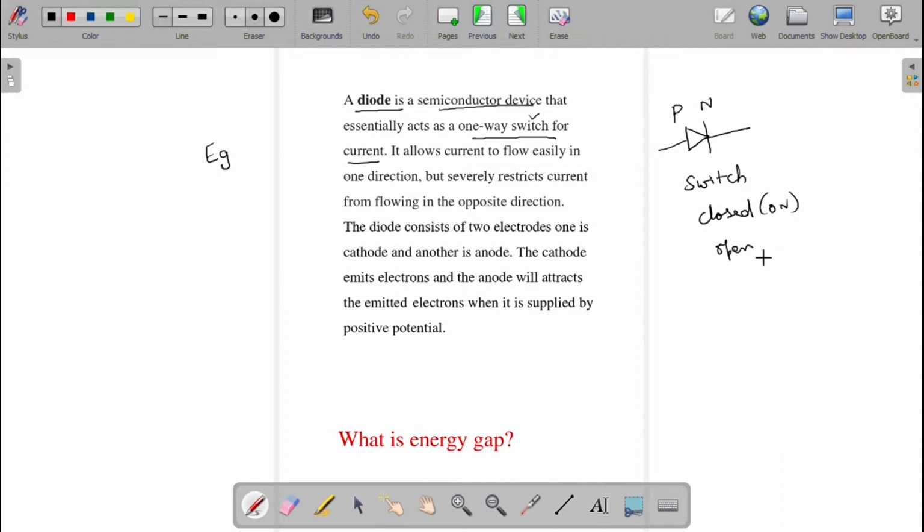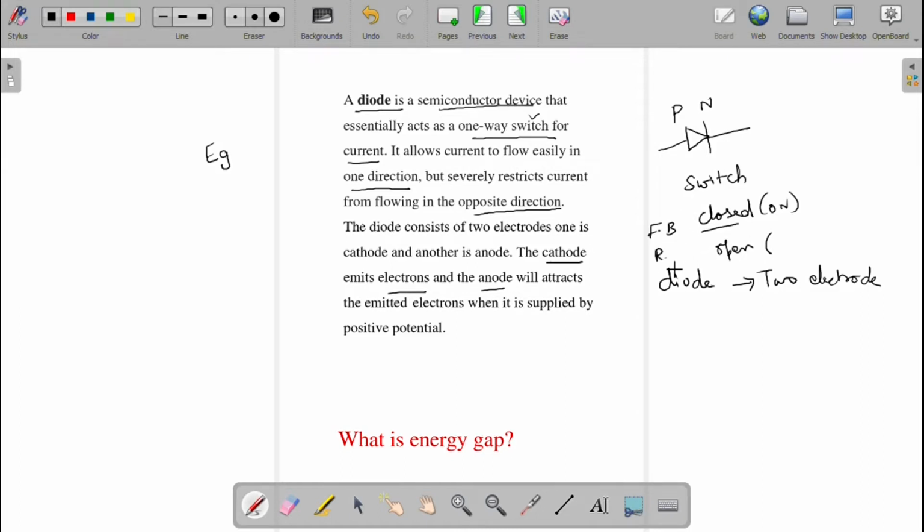So it allows current only in one direction and it restricts it in the opposite direction. This is what you have to understand. And diode, what is the meaning? Diode means two electrodes: one is the anode and the other is the cathode. The cathode emits the electrons and the anode attracts the electrons. So this is what we have to understand. The diode is a semiconductor device. It acts like a switch. During forward biasing the switch will be on.